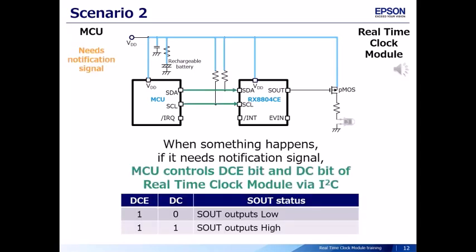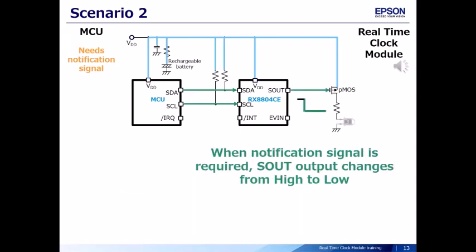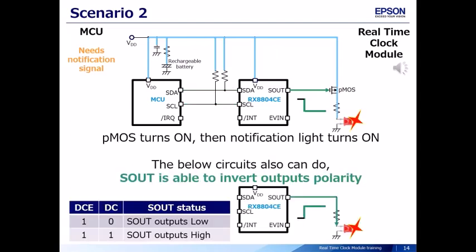When something happens, if it needs notification signal, MCU controls DC bit of real-time clock module through I2C. Then, SOUT output changes from high to low. PMOS turns on, then notification light turns on. Here SOUT is able to invert output's polarity. Then below circuits also can do it.